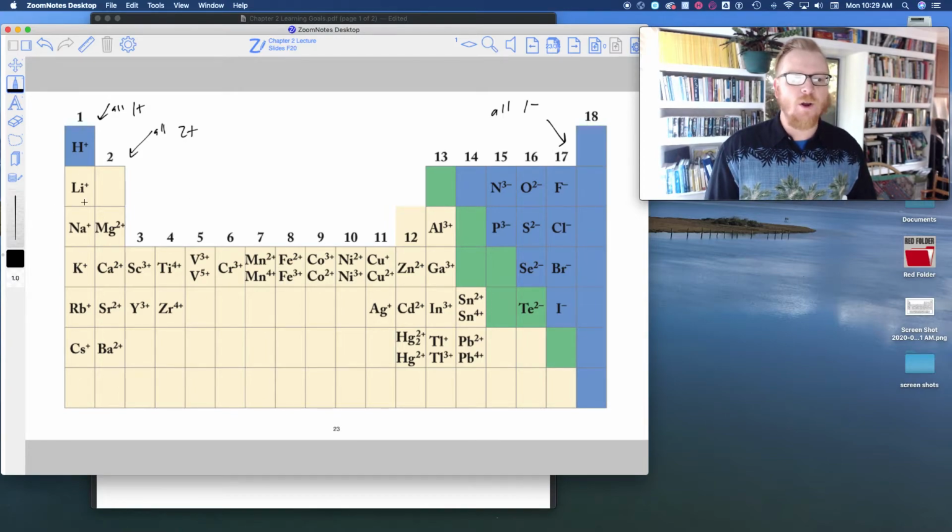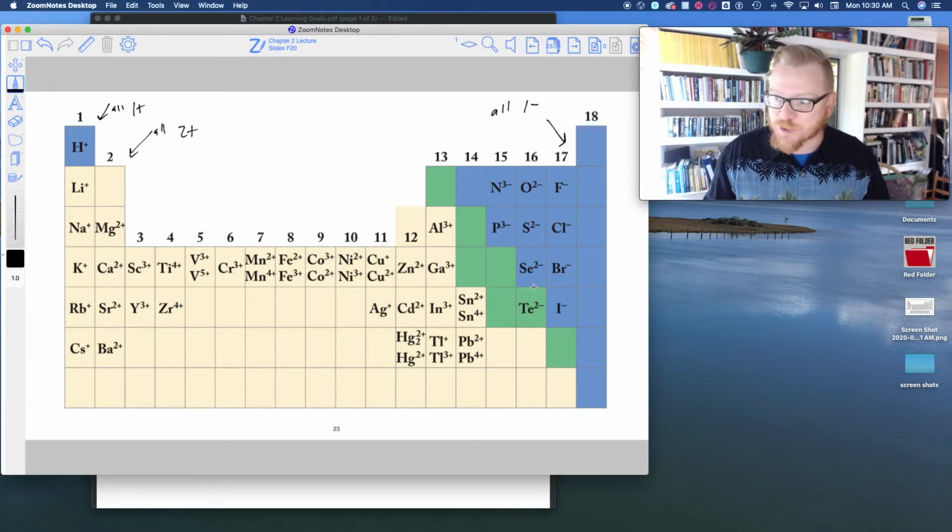So group 1, we can always pretty much count on them being all +1. Group 2, we can all count on those being 2+ for their charge, okay? The halogens, we can all count on being -1. And then now here's where things start to change, okay? So you notice oxygen, sulfur, selenium, and tellurium are all -2, okay? We can expect that usually, most of the time.